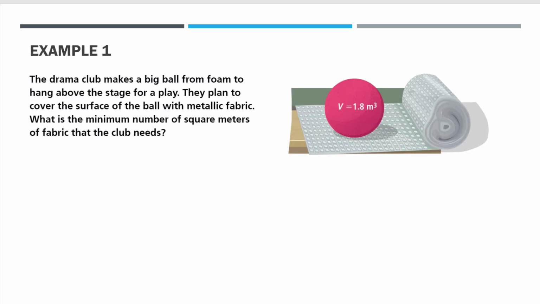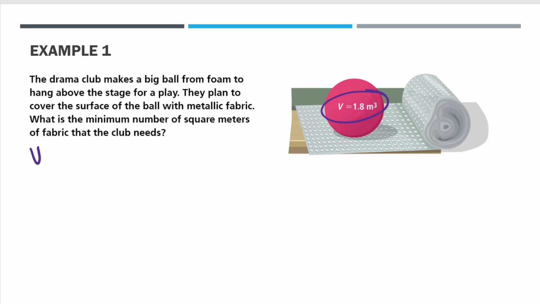Example 1. The drama club makes a big ball from foam to hang above the stage for a play. They plan to cover the surface of the ball with metallic fabric. What is the minimum number of square meters of fabric that the club needs? So before we can find the surface area of the outside of the sphere, we need to find the radius. And since we're given the volume in the question, we need to start there.